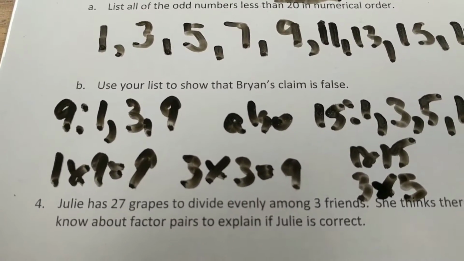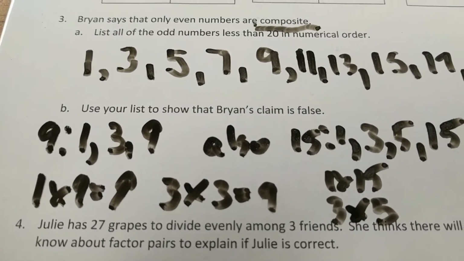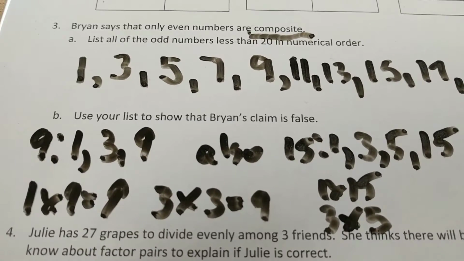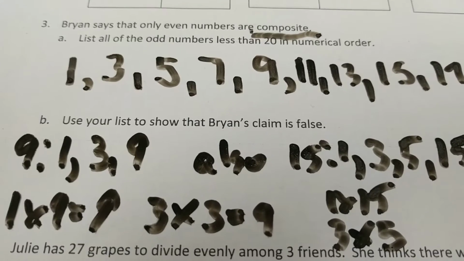Use your list to show that Brian's claim is false. And as we know, Mr. Brian is a filthy liar. Or maybe he just made a mistake. Because that's an easy mistake to make, isn't it?